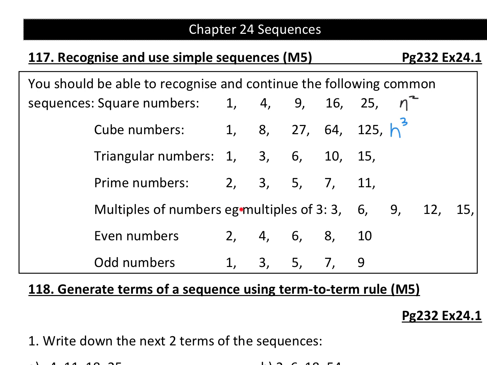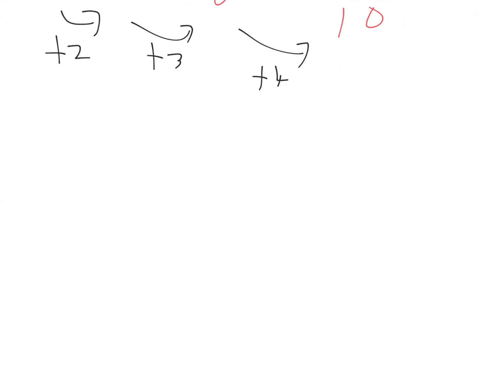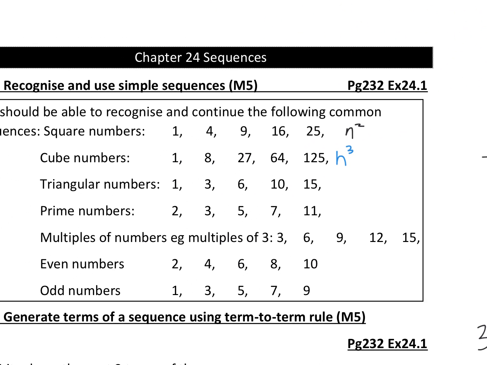Multiples of 3, multiples of any number you need to be familiar with, and I've written down here an example, multiples of 3. So if you think of the term numbers 1, 2, 3, 4, and 5, and then you wrote down the 3 times tables, the multiples of 3, hopefully you can see the connection between n, how to get from 1 to 3, 2 to 6, 3 to 9, 4 to 12, 5 to 15. The multiples of 3 are 3 times the term number, 3 times n, so we call that 3n.